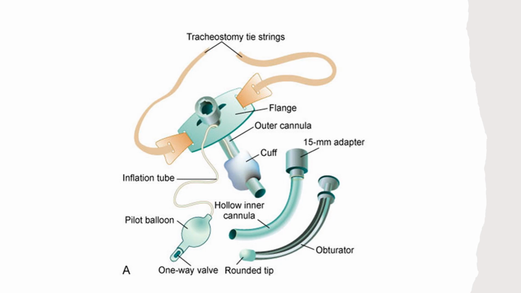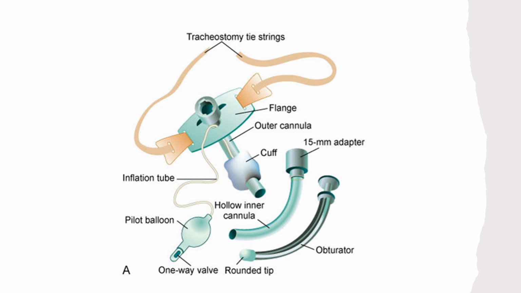It's that one-way valve which inflates the cuff and helps keep that in place, especially for mechanical ventilation. And that cuff is also going to help decrease the risk for aspiration. And it makes sure that the patient gets the volume delivery that they need for the ventilator. Typically, chronic trachs are uncuffed.